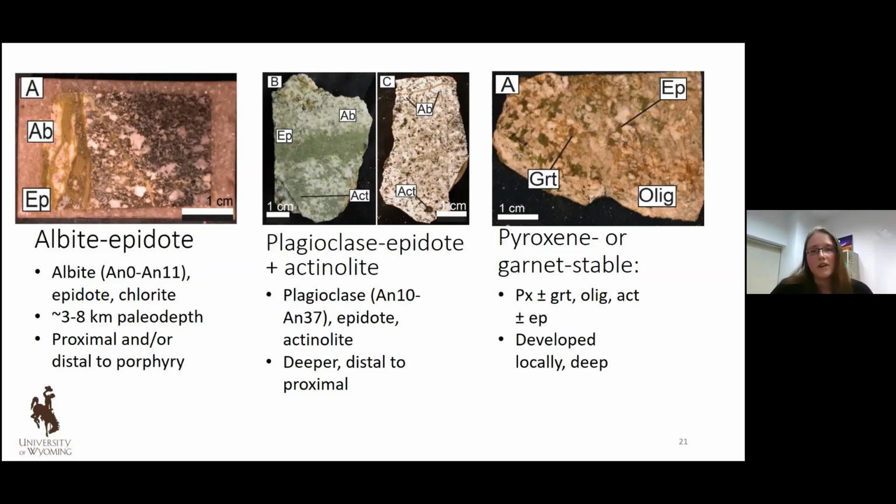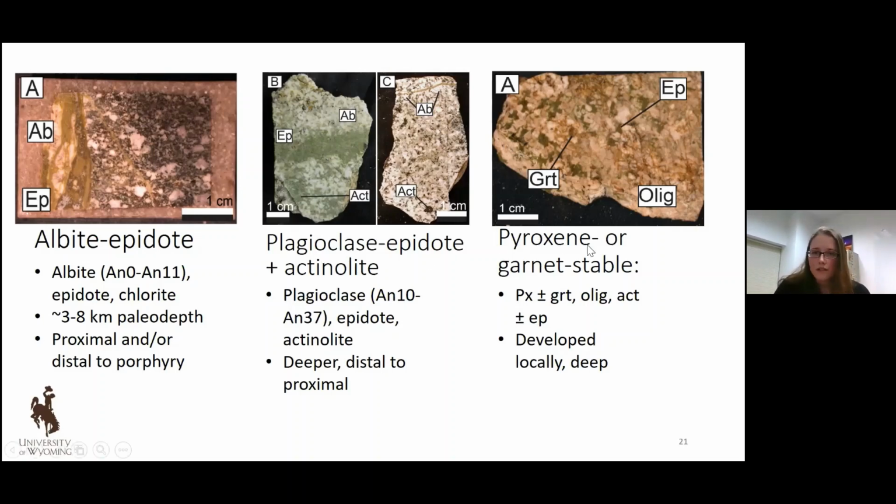The second form of sodic-calcic assemblage that we would commonly come across was plagioclase-epidote-actinolite. Here the plagioclase typically was a little bit more calcic in nature, and we were replacing the chlorite-dominated assemblages with now a calcic amphibole. When we had districts where both the albite-epidote and the plagioclase-epidote-actinolite assemblages were present, this actinolite-bearing assemblage tended to be deeper relative to the albite-epidote.